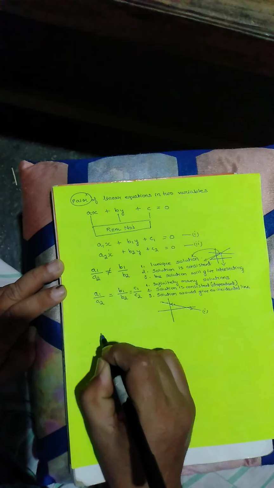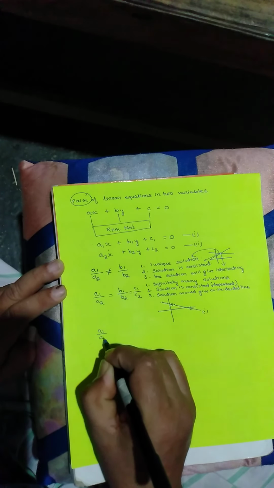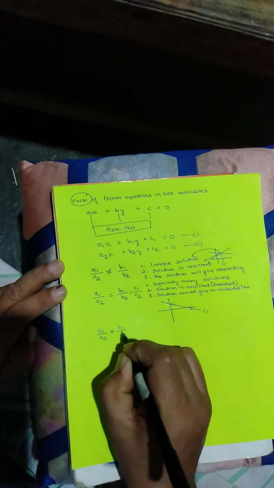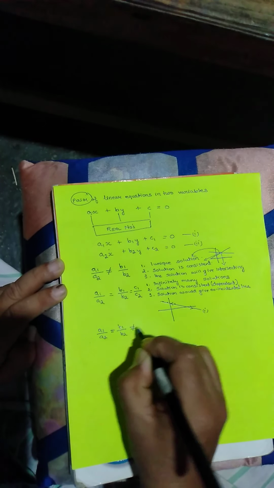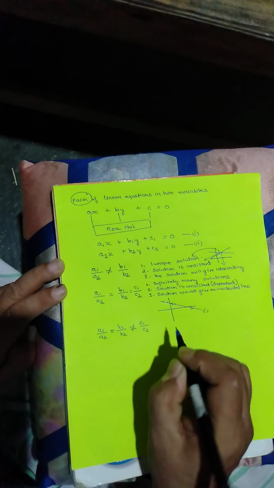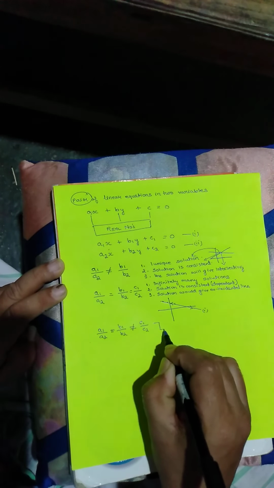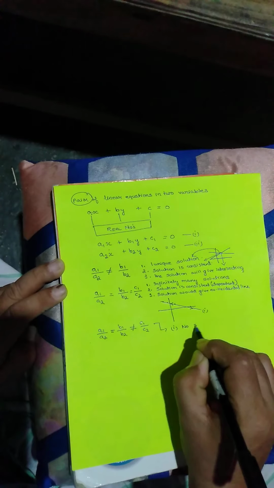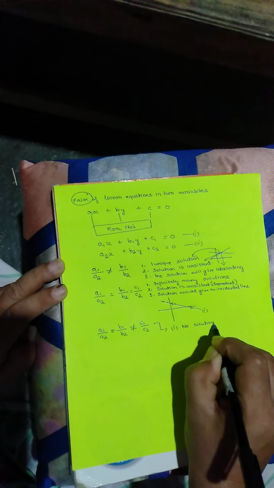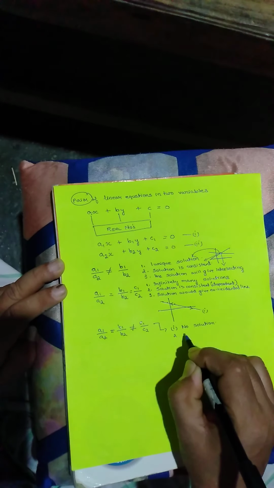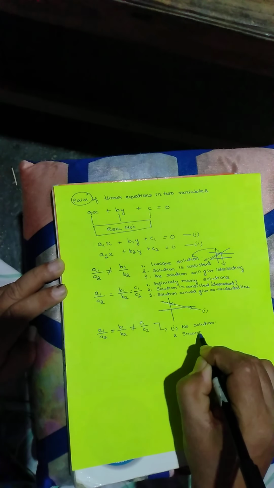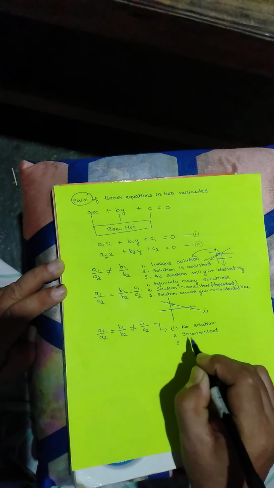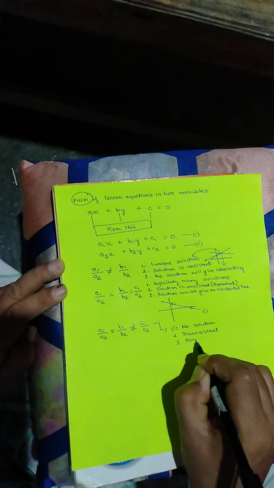Now the third condition is that if a1 upon a2 is equal to b1 upon b2 is not equal to c1 upon c2, then your conditions would be number one, no solution. Number two, inconsistent. And number three, you would have parallel lines.